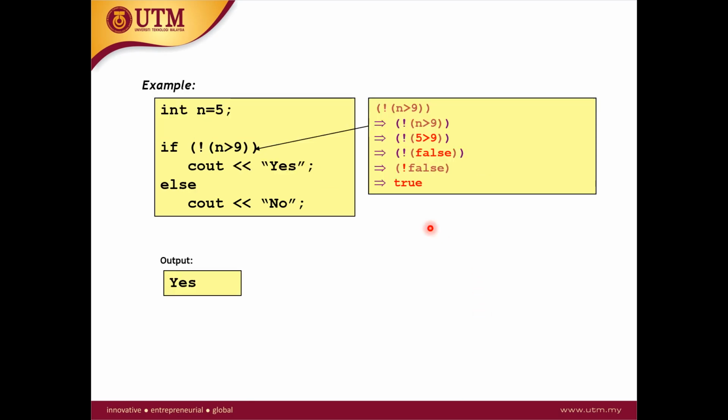Let's do it in the other form of the expression. Let's say int n equals 5, and then we are evaluating what is inside the brackets. We say not what is inside those small brackets. So n is 5. Is 5 greater than 9? No, that means this part is false. The complement of false is going to be true, so not false is going to be true. So what is going to be the result of this condition? True. So if it is true, this true part is going to be executed, and the output is going to be yes.